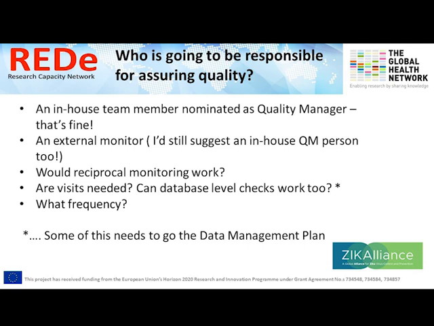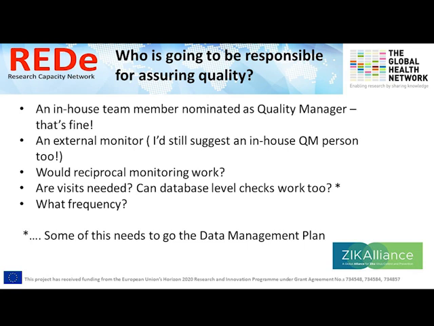And it would also still be good to have an in-house quality management person nominated, because then you've got somebody who's day-to-day involved with looking after the quality of the study and thinking about really who can understand it from your perspective, and then they can work really well with the external monitor if they come in.